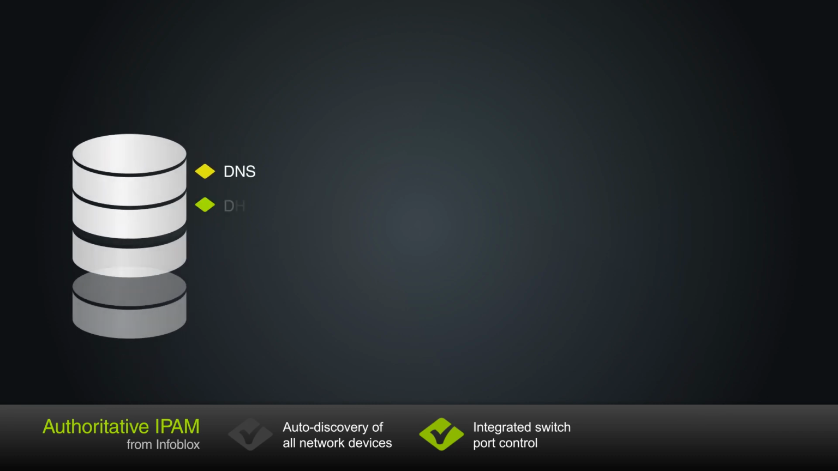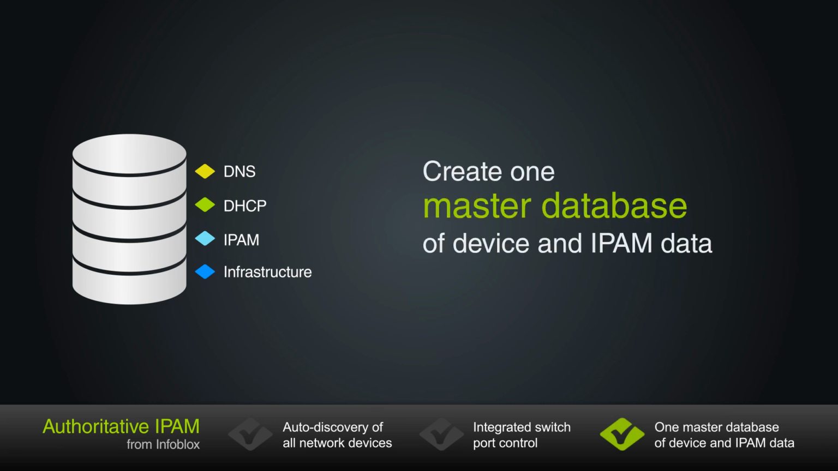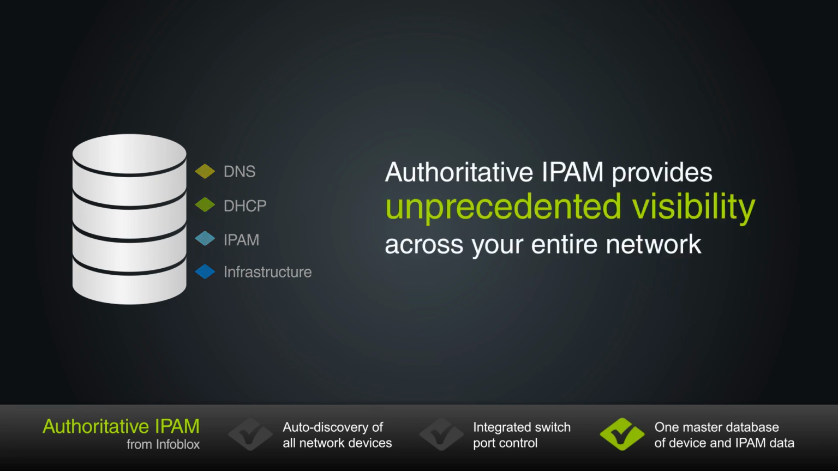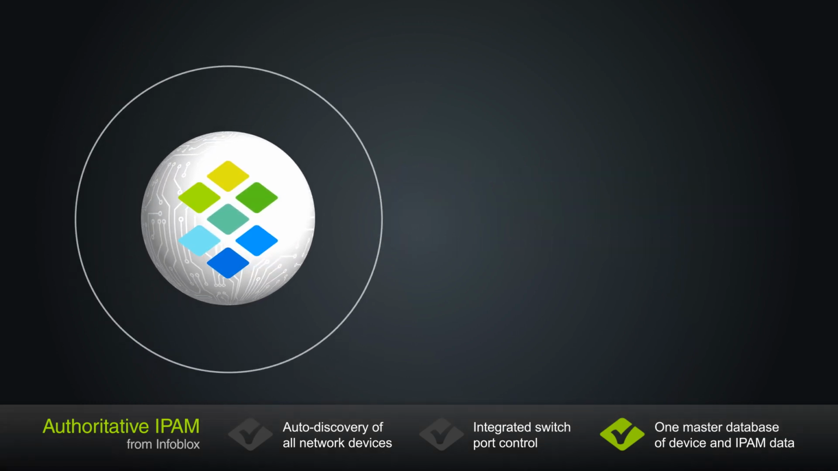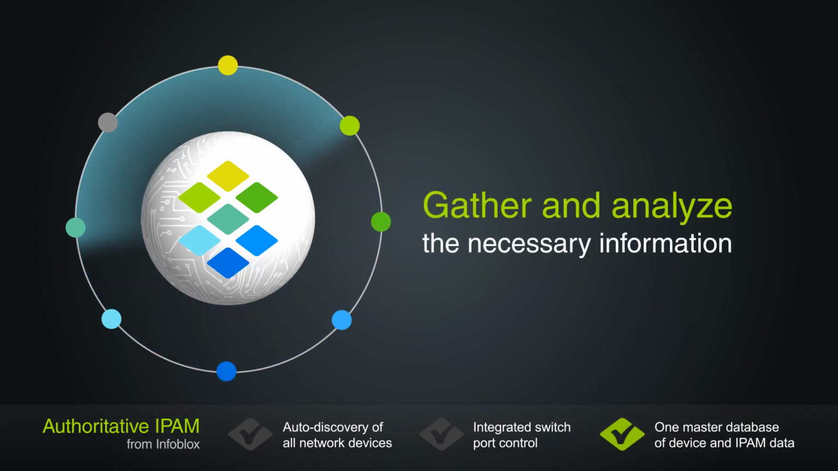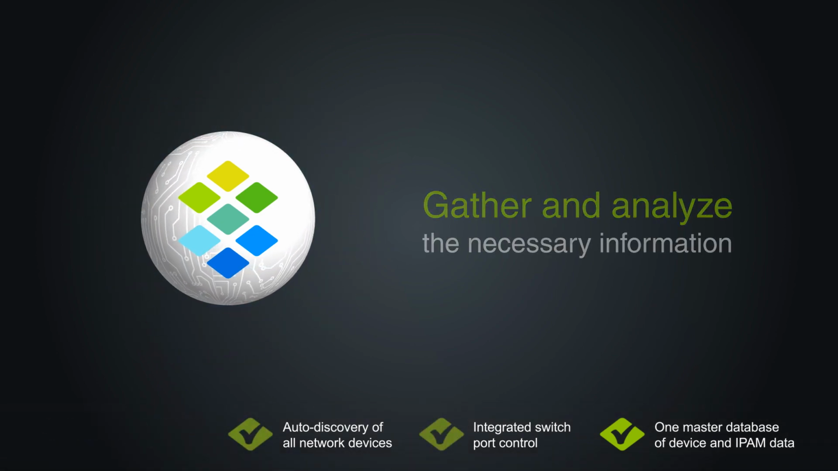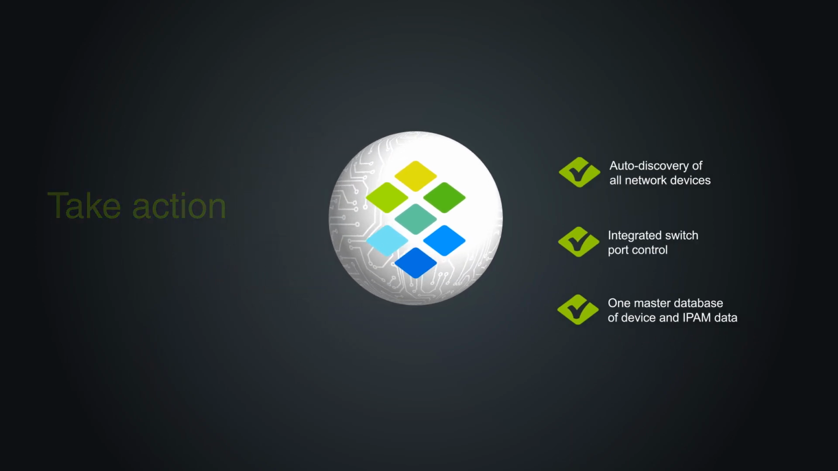By integrating DNS, DHCP, and IPAM in real time with network infrastructure information to create one master database of device and IPAM data, Authoritative IPAM provides unprecedented visibility across your entire network. With collected and correlated data at your fingertips, you can easily gather the necessary information, analyze it, and take action to manage your network infrastructure and deliver networking services.